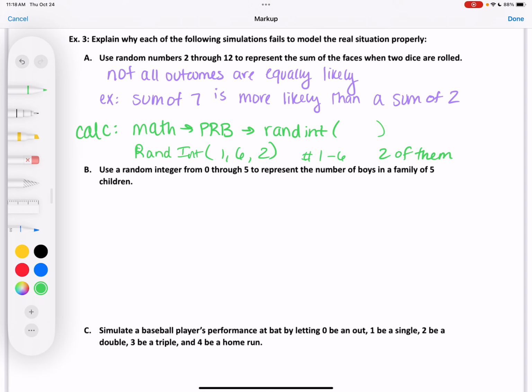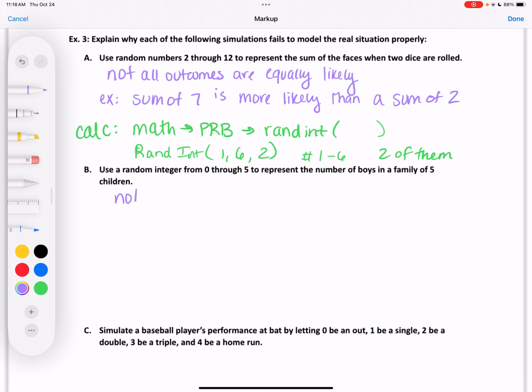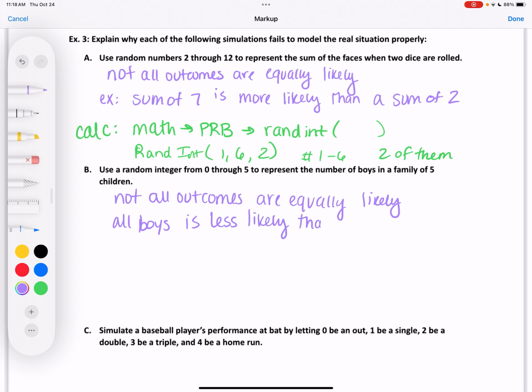So not all outcomes are equally likely. All boys is less likely than 3 boys, 2 girls. Or really any other combination. Once we get into more of actual probability, we'd be able to see why.